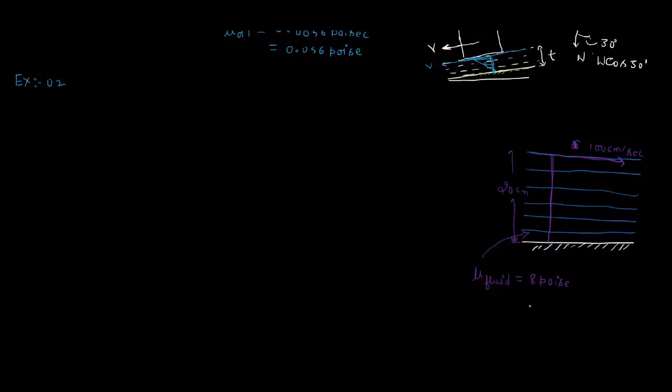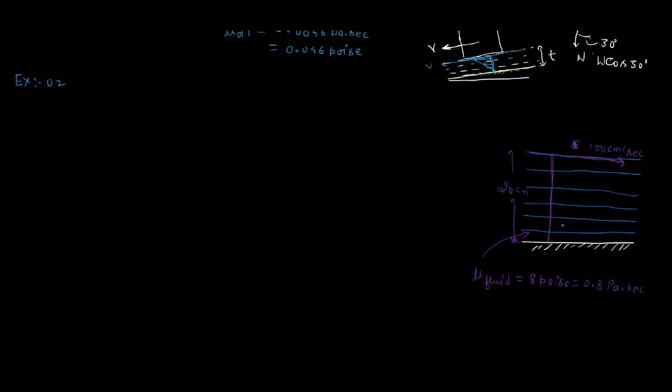So in this example I am saying there is some solid surface, and some fluid is flowing over here, and the fluid height above the solid surface is 20 centimeter, and the topmost layer velocity is 100 centimeter per second. I know the viscosity of fluid, that is 8 poise, or we can also say this is equal to 0.8 Pascal second, as we know the conversion, 1 poise equals 0.1 Pascal second. So 8 poise also equals 0.8 Pascal second.